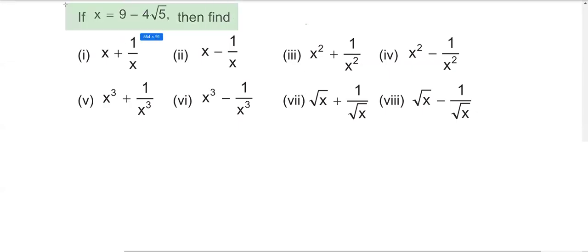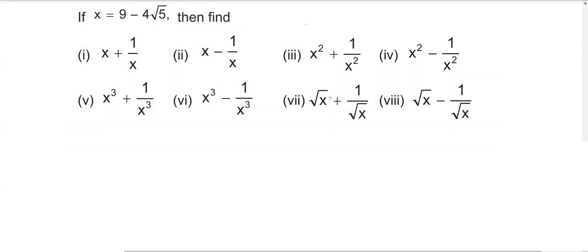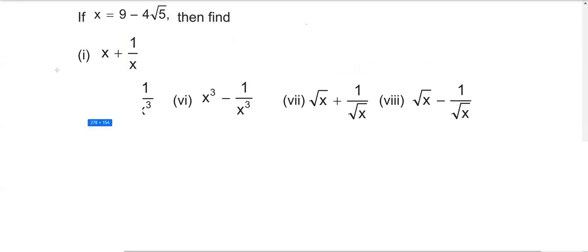So we are given the value of x and we have to get the values of these. Now we'll do one by one. But there is one important thing: we shouldn't plug in the value of x in the denominator in any of them. So it's very important to remember that. First, we need to rationalize the denominator. Right?